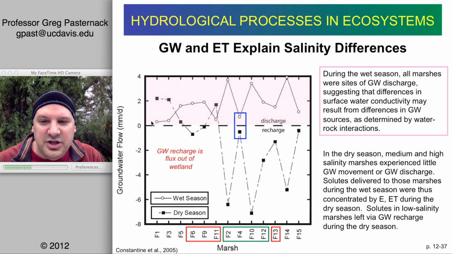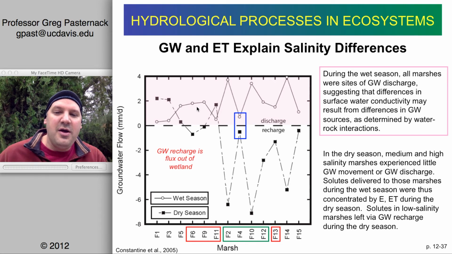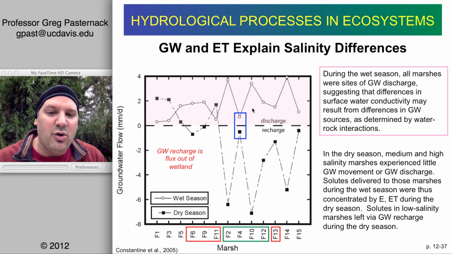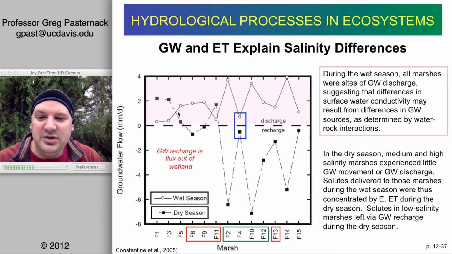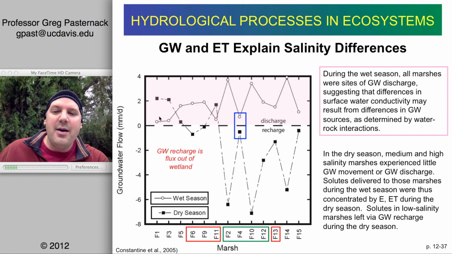All marshes have a net positive groundwater inflow. A positive value here means that water is flowing in, or discharging to the wetland. Every single site is above zero during the wet season. This pink area is the discharging zone. So what happens when groundwater is flowing into a wetland? Well, the water is coming from somewhere.